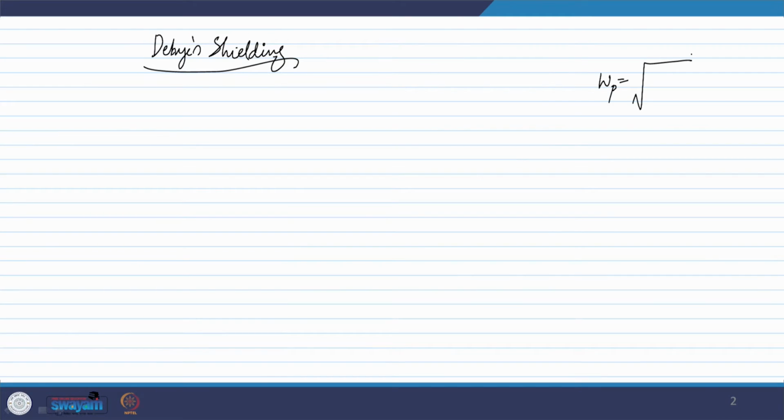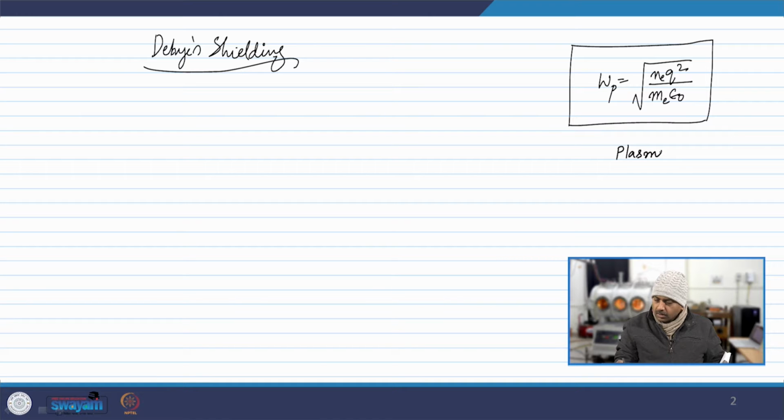is electrically neutral, right. Now, the frequency of oscillations omega p is square root of n q square by m epsilon naught, where n is the number of electrons, m is the mass of electrons and q is the charge of electrons, right. So, this is the plasma frequency. The purpose of this frequency is to maintain charge neutrality. Of course, the plasma frequency depends on the concentration of charges, it also depends on the mass of these constituents, right.